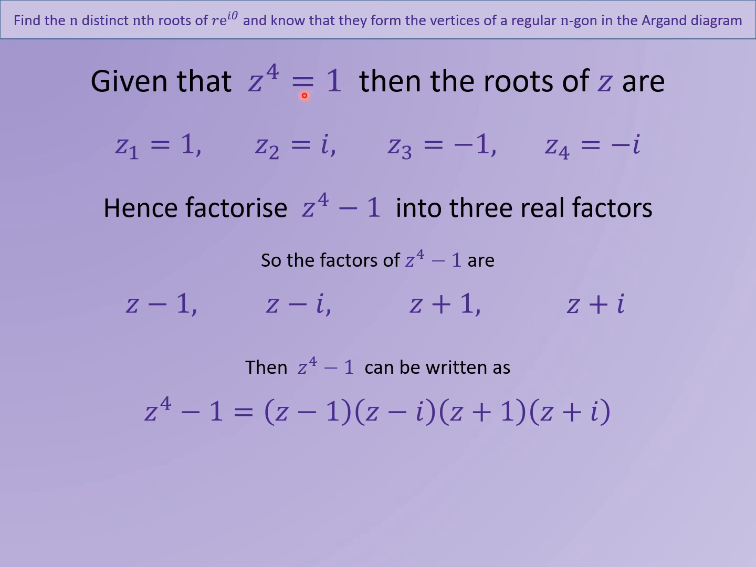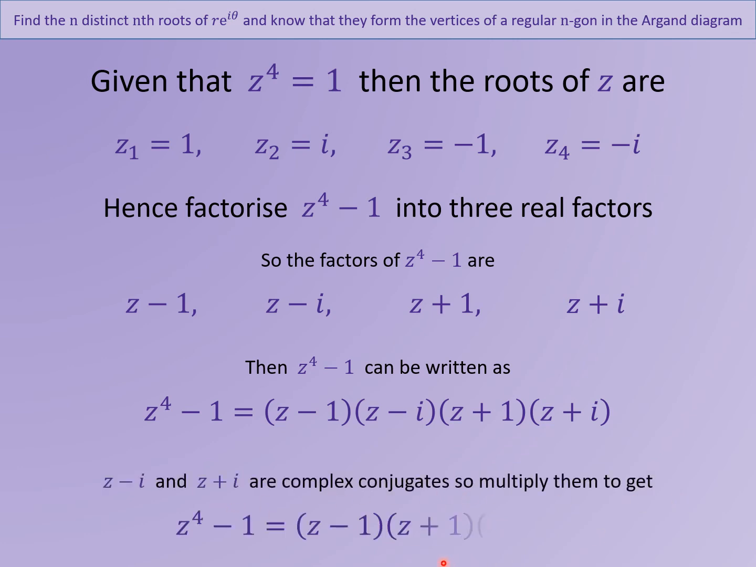z to the 4 minus 1 has these if you factorise it. That's real, but these two aren't. So if I want 3 real factors, I leave those two alone, and I just multiply these two out. And because they're the complex conjugate of each other, you're going to get those two.